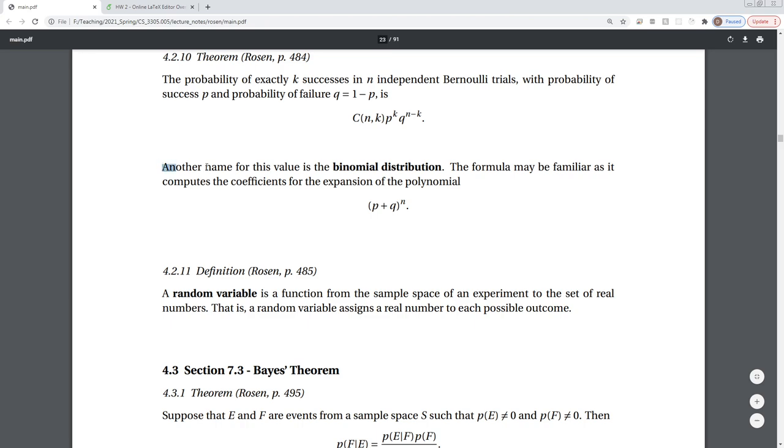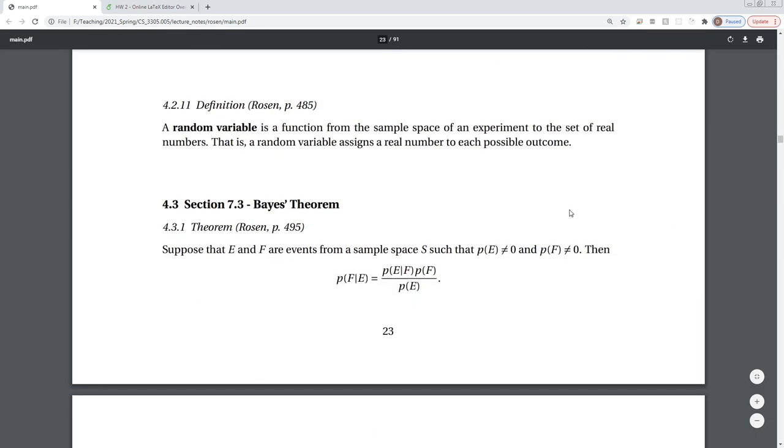And so this distribution is called the binomial distribution because this is exactly the same as that binomial form we were just looking at. I just note here that it looks familiar because it's the coefficients for the expansion of the binomial, as we just discussed. Okay.